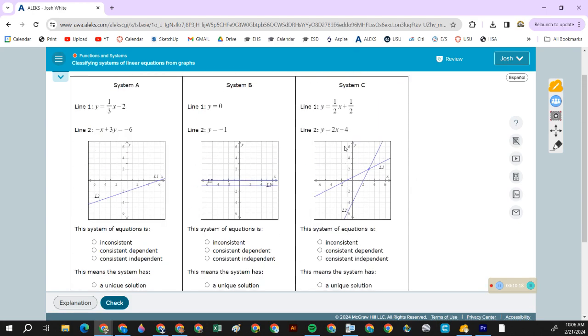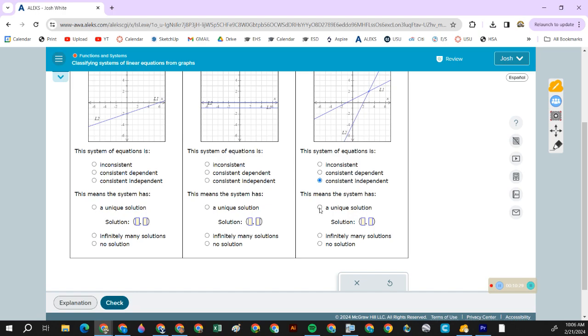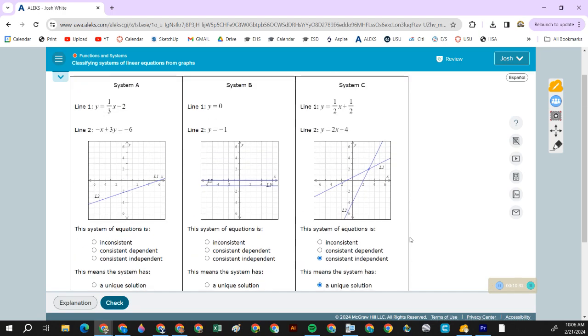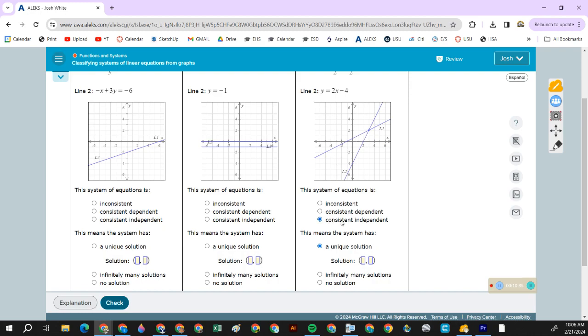Okay. So in the mathematics world, if two graphs touch each other one time, then we call them consistent and independent. And it has a unique solution. So one intersection means it is consistent. If they touch, then the system is consistent. Independent means they only touch one time. Dependent means they touch an infinite number of times. And if they don't touch, they are inconsistent. So inconsistent, no solution. Consistent, dependent, and infinite solutions.